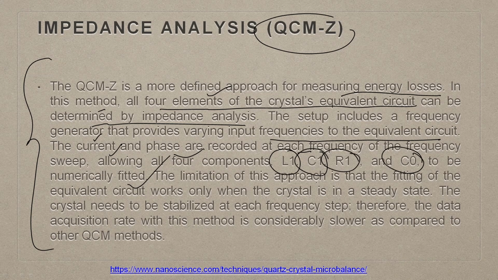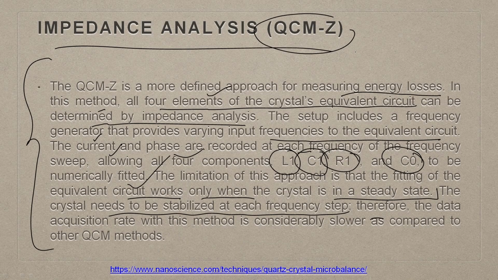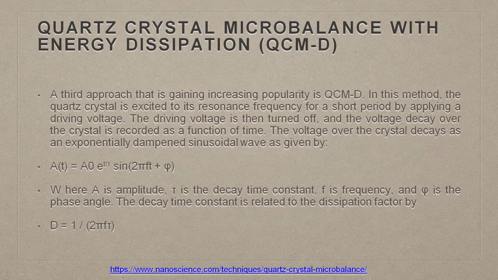The limitation of this approach is that fitting of this equivalent circuit works only when the crystal is at a steady state. The crystal needs to be stabilized at each frequency step, and that is why the data generation is extremely time consuming. It takes a huge amount of time to use impedance analysis, the QCM-Z process, for data analysis, and that is why each one of these processes comes with its set of drawbacks.